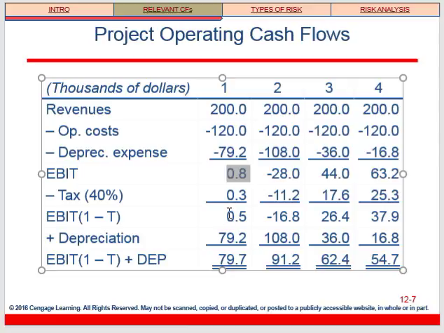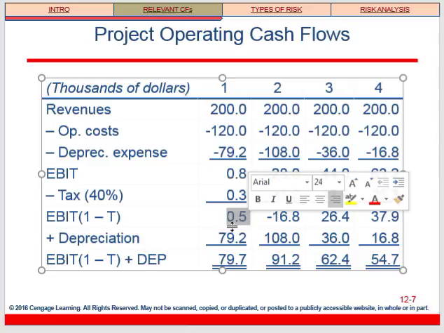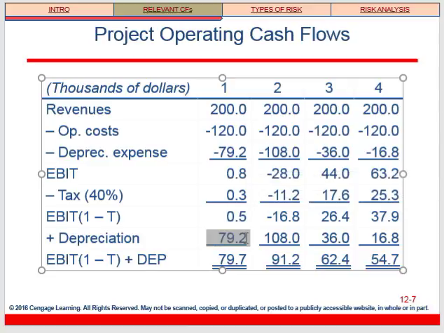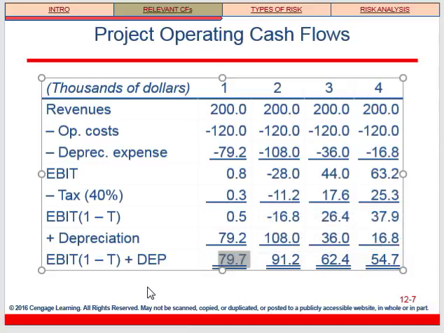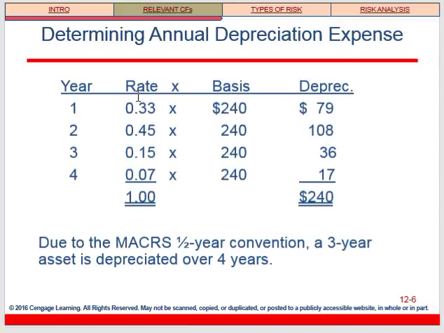And then we have earnings before interest and taxes multiplied by 1 minus the tax rate, which is 480 to be specific. We are adding depreciation back. It's a non-cash item. So cash flow to the business is going to be $79,700.